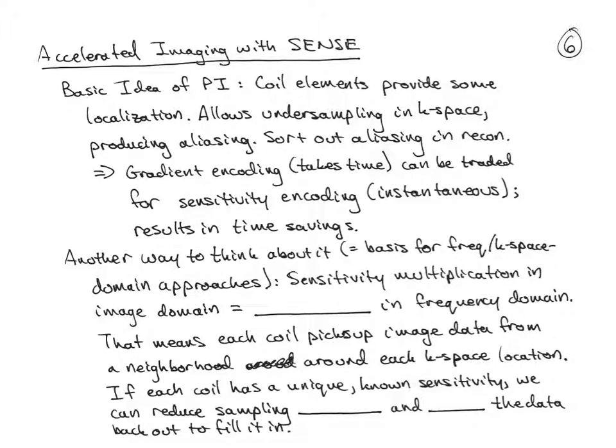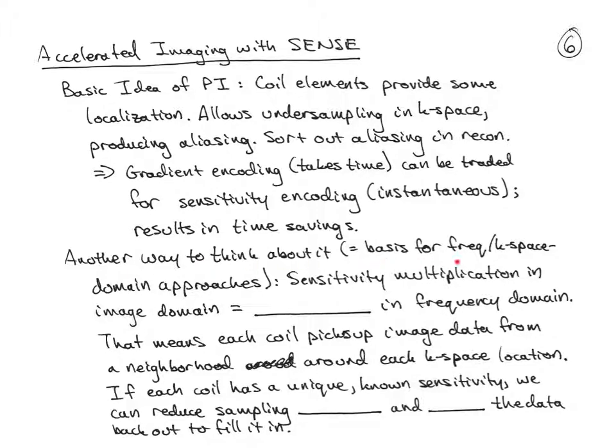And the consequence of this is really profound, in that the gradient encoding that we typically have to do for a full k-space encoding, which takes a lot of time, can be traded for sensitivity encoding, which is instantaneous. It just instantaneously multiplies into the image signal. And this results in huge time savings.